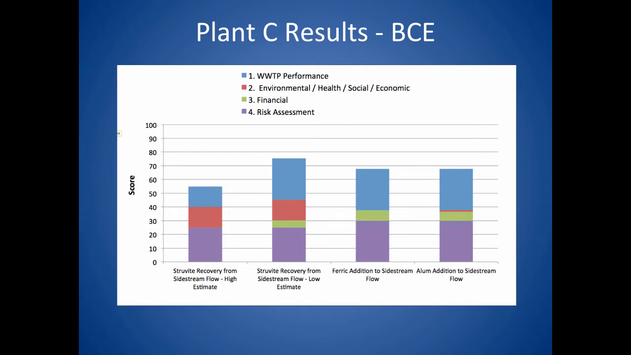The struvite recovery from side stream flow low estimate has the highest overall score out of the 4 options due to the fact that it is the only option that scores fairly well in all 4 of the major BCE criteria areas.